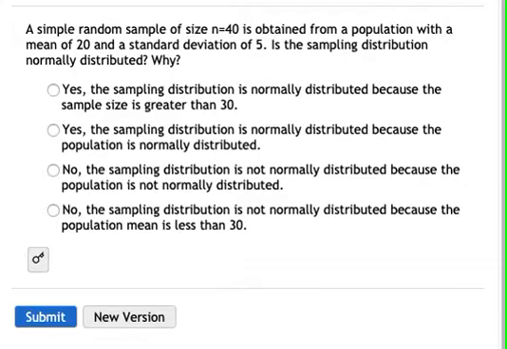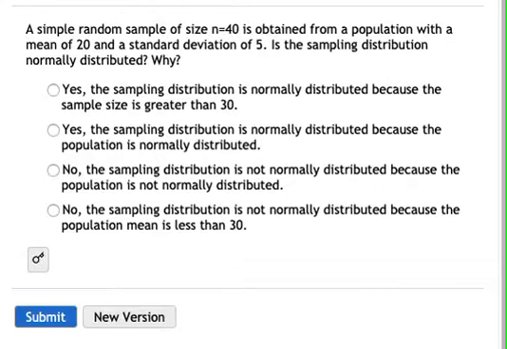So either they have to tell you the original population is normally distributed. If that's the case, then the sample size can be smaller than 30, it doesn't matter. You would then say that the sampling distribution is normal. So if you took a bunch of samples of size 40 and graphed them, say with a mean of 20, say it's how many sales calls you get every day, if the sampling distribution is normally distributed, it would also be a bell-shaped curve.